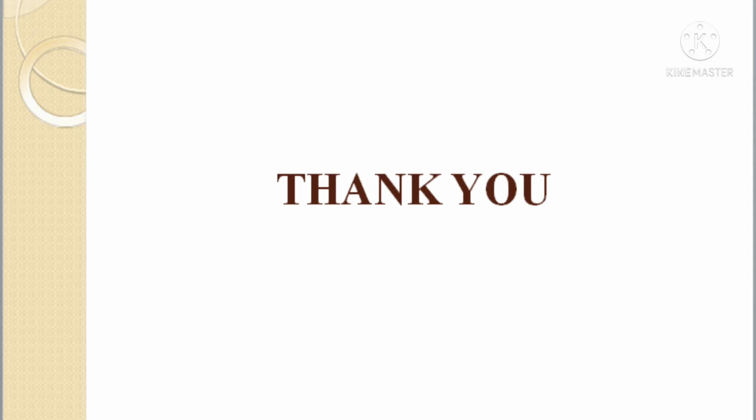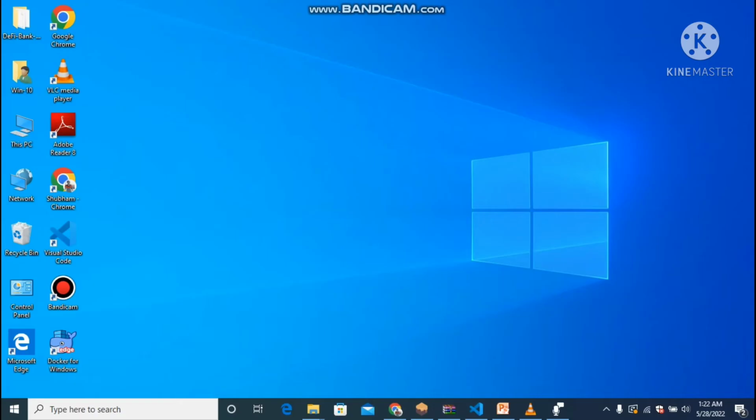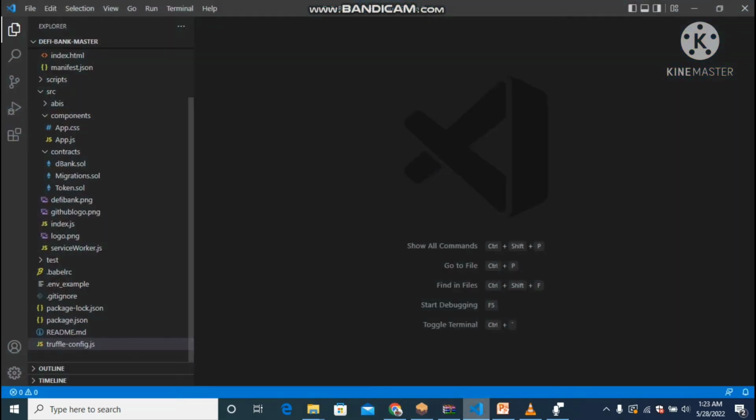So as of now we have seen how our project is going to look and what its functionalities are. We have understood our project, our problem statement and functionalities. Now it's time to see the working of our project. So let me open my Visual Studio Code.